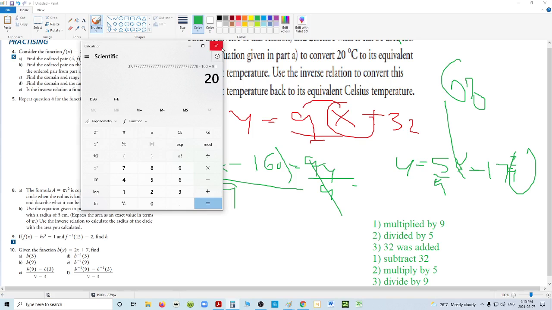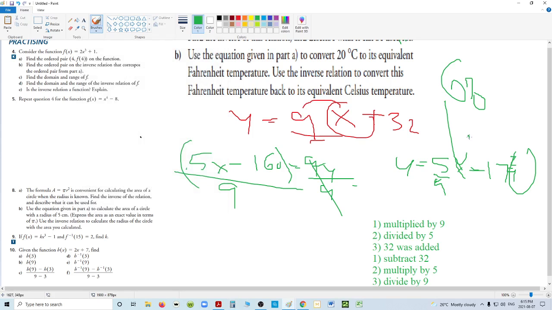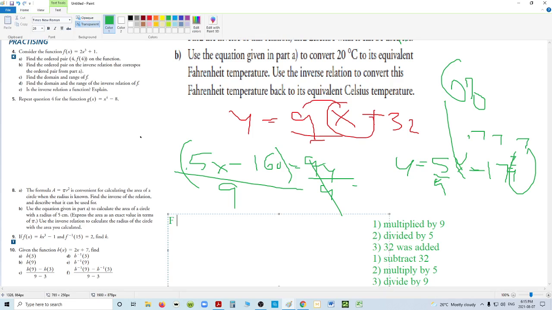Yeah, we get 20. So we didn't get a rounding error because the 0.777s cancel each other out. So now that's the inverse equation. If we were to write it in terms of Fahrenheit, we'd get C is equal to 5/9 of your Fahrenheit figure minus 160 over 9. So that would be the formula for converting Fahrenheit into Celsius.